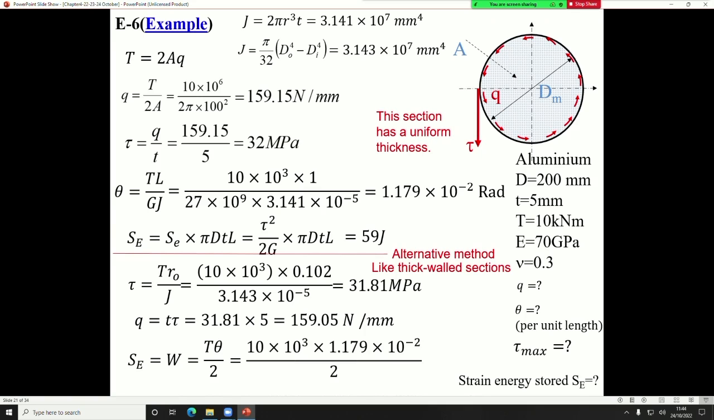And now I use a different equation for finding the strain energy store, T times theta over 2. So this is valid provided the section is thin, uniform thickness, we can use that. Or this is general, I can use it for any section. So T times theta over 2. And it gives you almost the same answer. I've rounded both of them. It gives me the same answer.